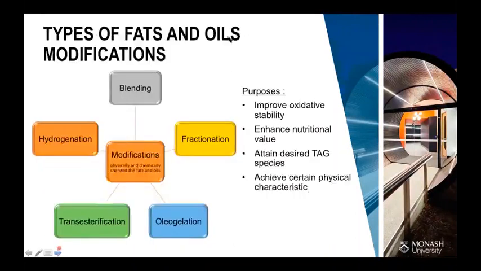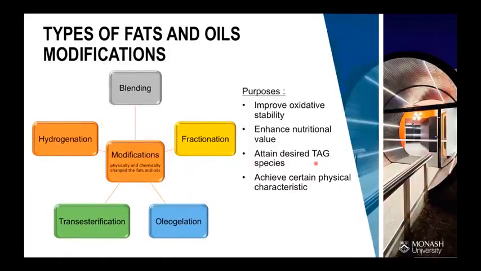Today I'm going to share a little bit on how we can modify fats and oils to serve a few purposes. One is to improve the oxidative stability, which is meant primarily for deep frying purposes. Or we can also modify fats and oils to enhance their nutritional value, for example, with the incorporation of omega-3 fatty acid.